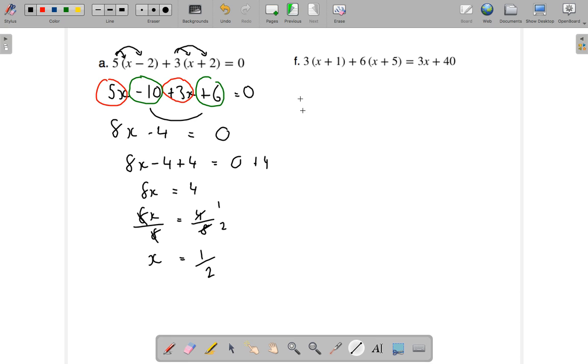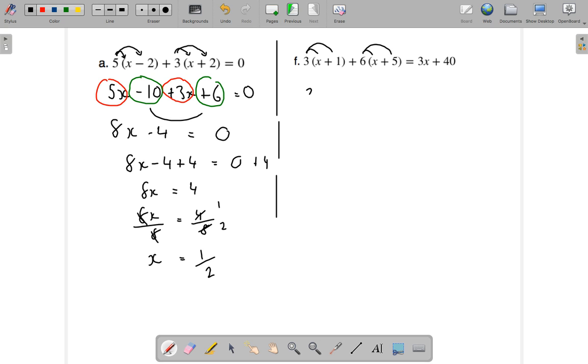All right. Let's draw a bit of a line there to separate them, so you can see it easily. Okay, let's have a look now at question F. Once again, let's remove the brackets first up. So removing the brackets, that times that, and that times that, and that times that.